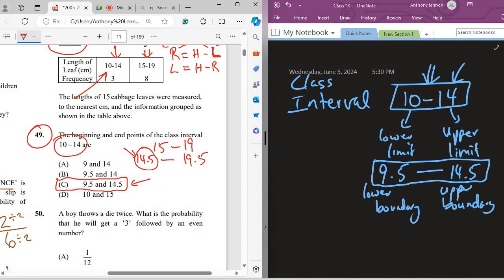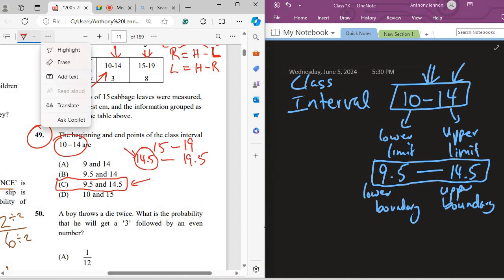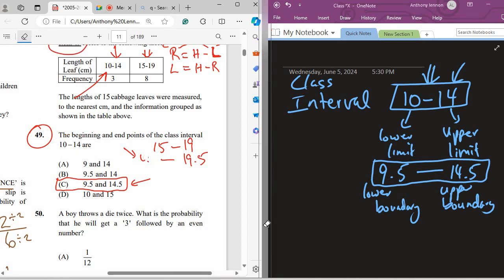So the beginning point is not really 10. If a leaf measures 9.5, then probably we just throw away that leaf, they would not even record it. But they did record those leaves that measured 9.5, 9.6, and so forth. But they round them off and call them 10, for instance. So the beginning is really 9.5 up to 14.5. Because if you use 10, look at the options. Even if you think of 10 as the end point, look at the next number. The next number is 15, and 15 is not in the category 10 to 14. 15 belongs to the other one, 15 to 19. So that perhaps will be a little bit confusing to you.